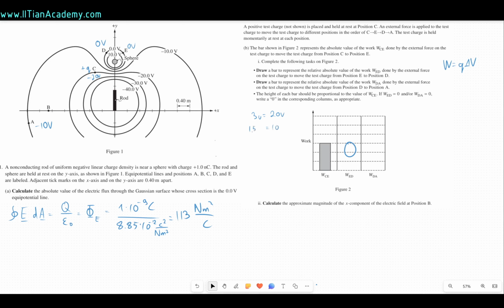Therefore, this will be 1.5 units. So we can do it in ratio. It's going to be exactly half the work. Therefore, we will draw a bar which is 1/2 of a row.